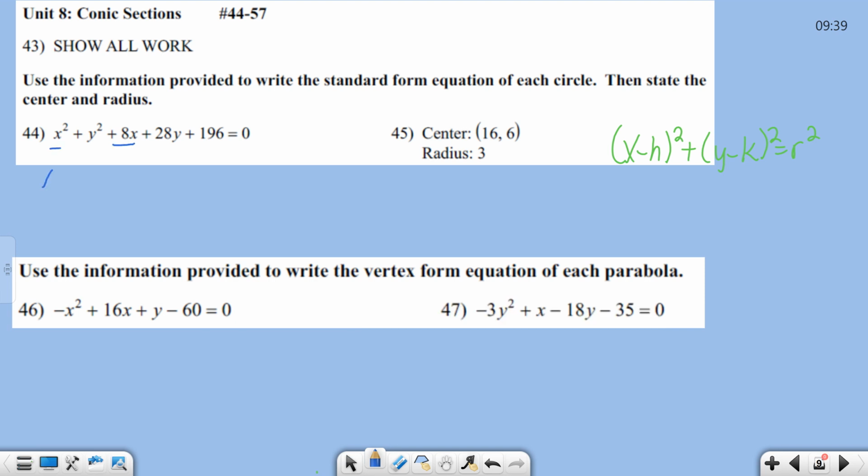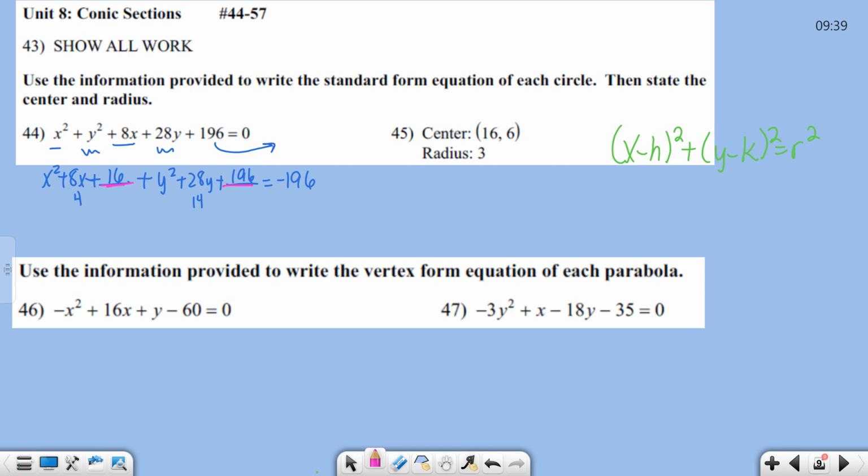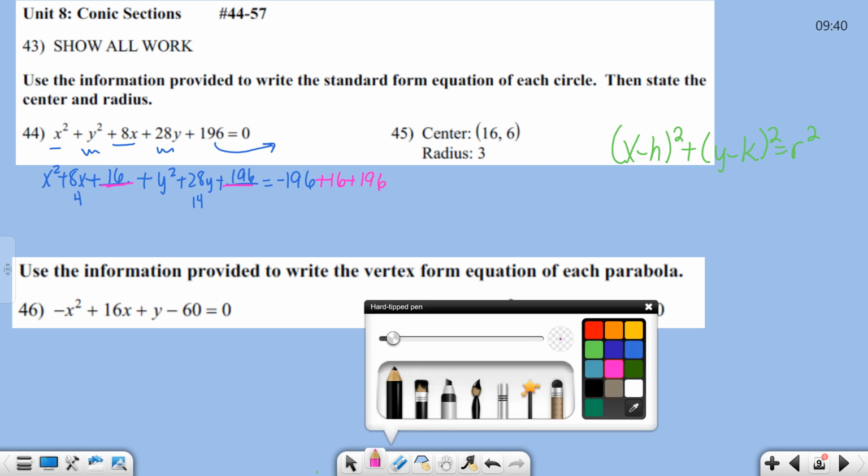We have to group the x terms together. x squared plus 8x plus half of the 8 is 4. 4 squared is 16. All right, group your y's. Plus y squared plus 28y plus half of 28 is 14. 14 squared is 196. That equals, move the constant value over, and then the two values you added to complete the square, 16 and 196, get added over to the other side of your equation as well.